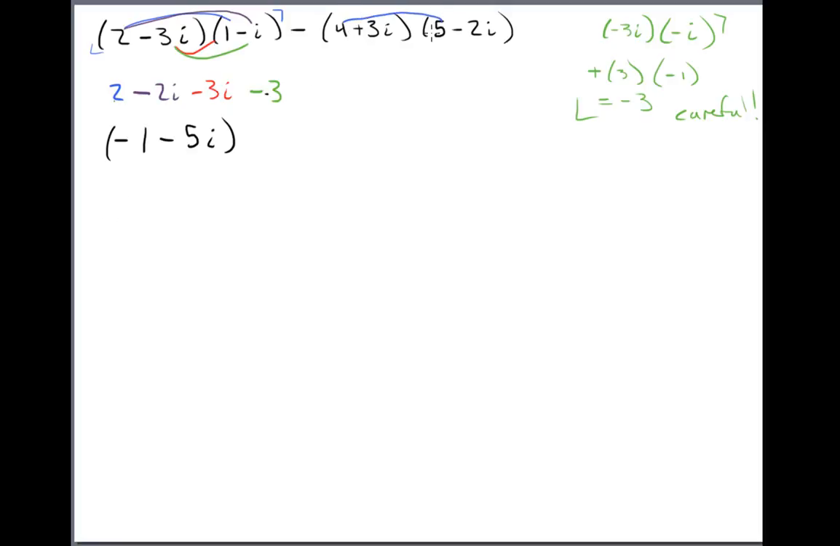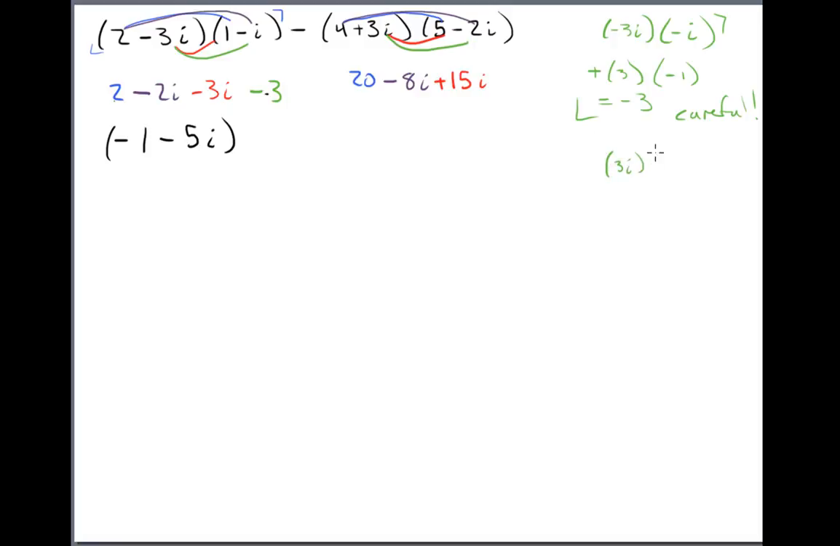So 4 times 5 will give me 20. And then we'll go ahead and do 4 times a minus 2i. So that's minus 8i. We'll work the two middle terms here. So that's 3i times 5, plus 15i. And then the last terms, 3i times a negative 2i.